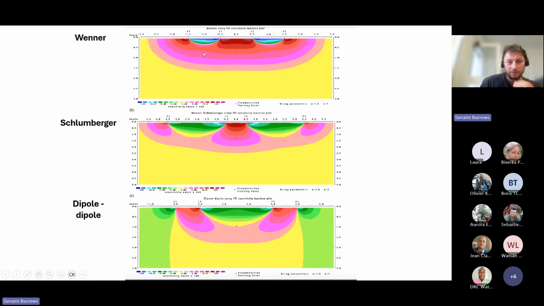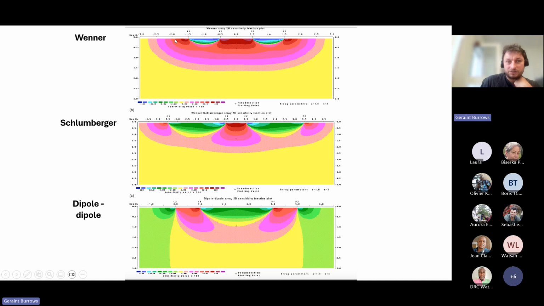So this image is quite useful to see where we're actually getting the signal from in these different arrays. You can see that the Wenner array is taking an average from quite a wide, laterally extensive area, but at a slightly shallower depth, so you're getting more of an average at a slightly shallower depth.